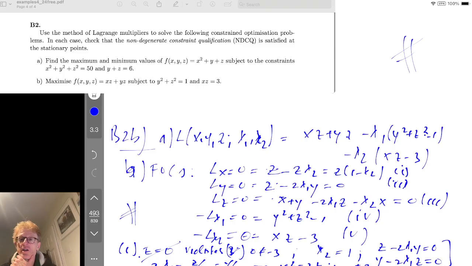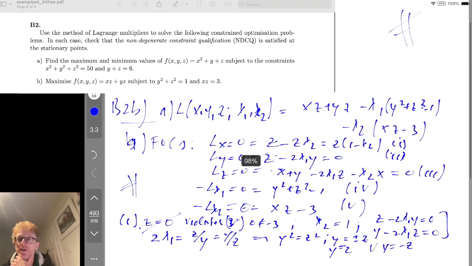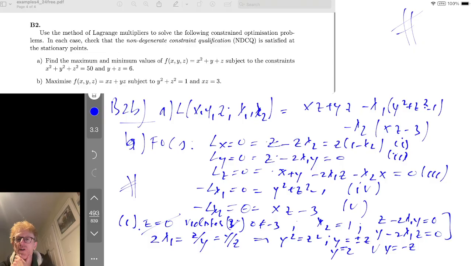Oops, did I? Yeah, here. I didn't see that. You develop the case lambda 2 is 1. You eliminate, you write out lambda 1, and then you get y squared is z squared, which you develop into y is z and y is minus z. And then you continue to solve all 5 FOCs. That's important. You need to solve them all 5.